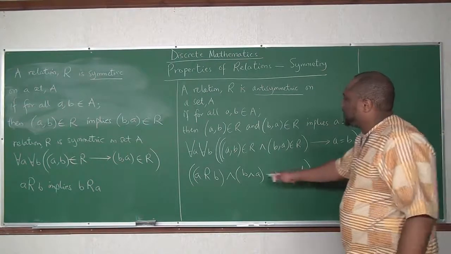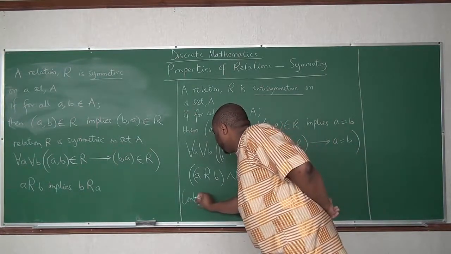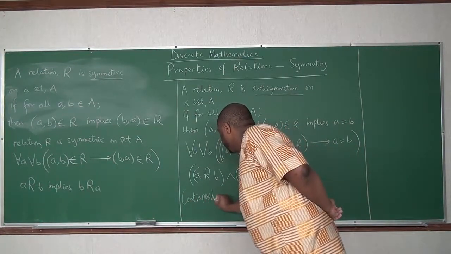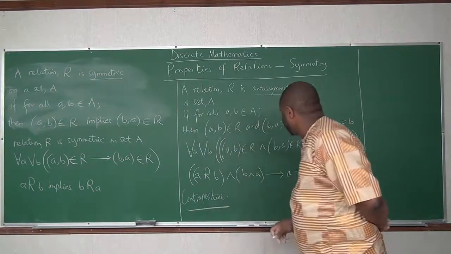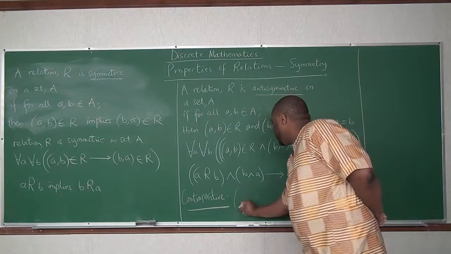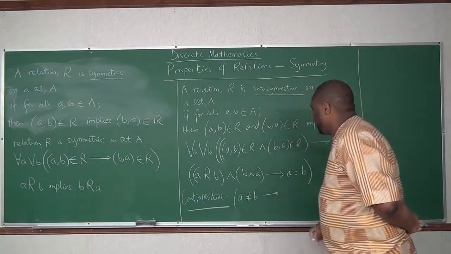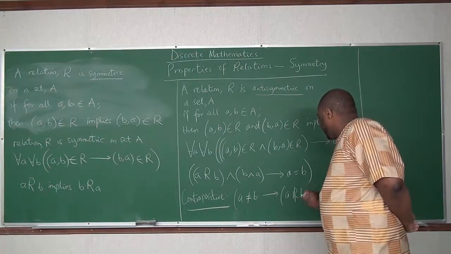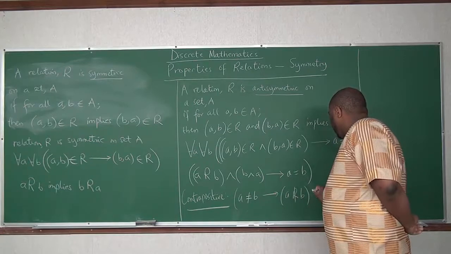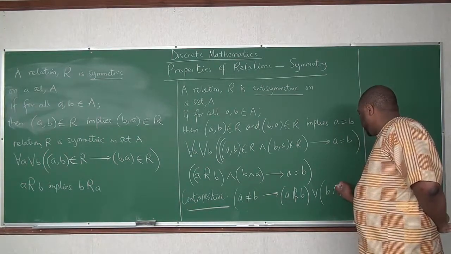And with this, let's write the contrapositive of this, which still works. You could say A not equal to B implies A not relation B or B not relation A.